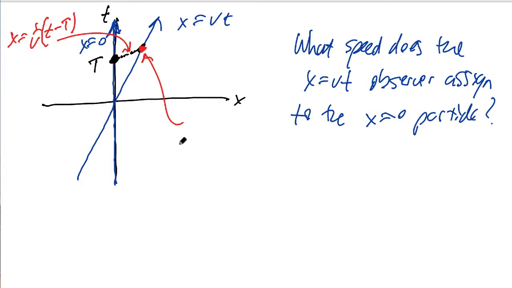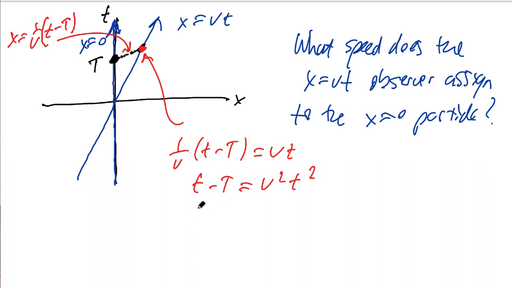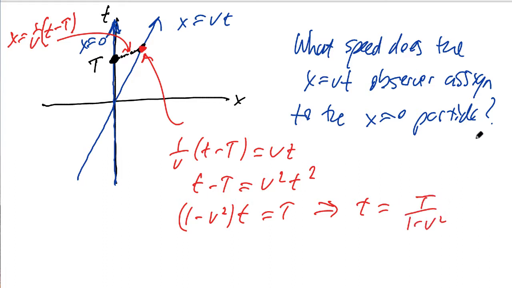All right, so let's do that. If we set the right-hand sides of those equations equal to one another, since the left-hand sides are both x, we have this equation. And now simplifying, we have t minus capital T equals v squared t, or 1 minus v squared times little t is equal to capital T, which tells us that little t, the t coordinate value of this event, is equal to capital T divided by 1 minus v squared.